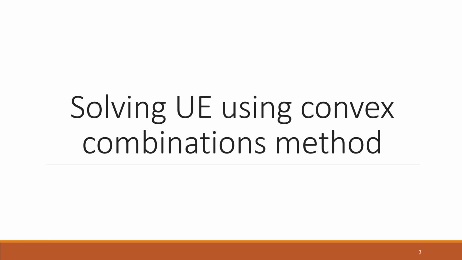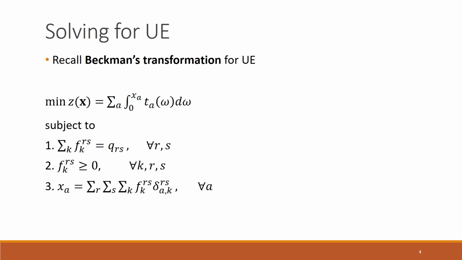The reason why we had digressed towards learning these optimization algorithms while we were discussing traffic assignment was to develop efficient methods for solving the optimization formulations of various traffic assignment problems like user equilibrium, system optimization, and so on. So, we are now coming back to that main goal of solving these traffic assignment problems using efficient algorithms. Let us recall the Beckmann's transformation for user equilibrium, which is the optimization formulation for user equilibrium. This we have seen before.